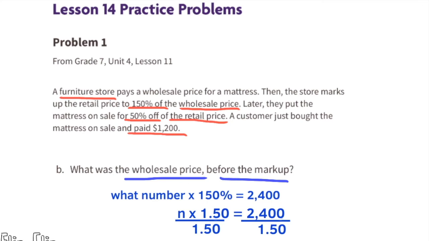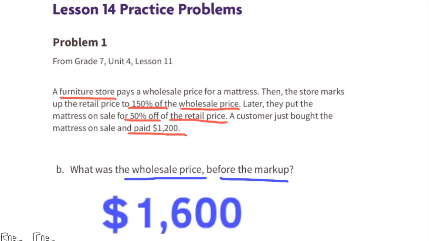n times 1.5 divided by 1.5 equals n. And on the right side, 2,400 divided by 1.5 equals 1,600. So the wholesale price before the markup was $1,600.